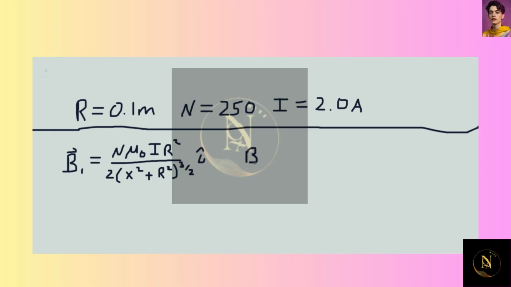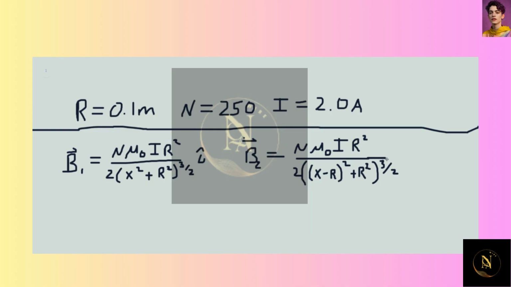And B2 is very similar. It's equal to, again, n mu naught times I times r squared divided by 2. This time the first term isn't x squared, it's x minus r squared, plus r squared. And again, this is all raised to the 3/2, and all in the I hat direction.